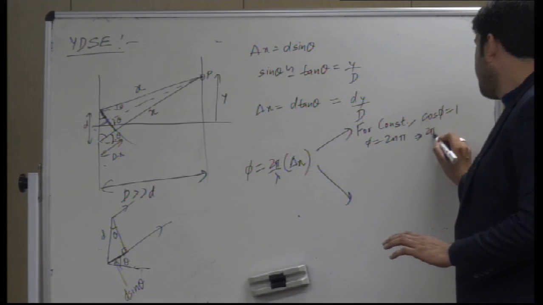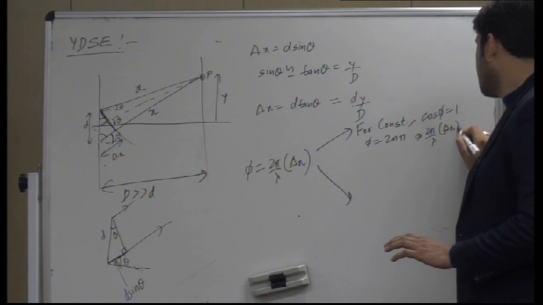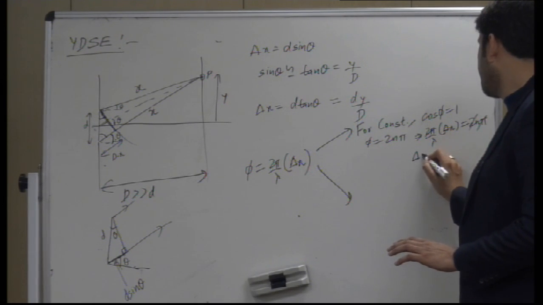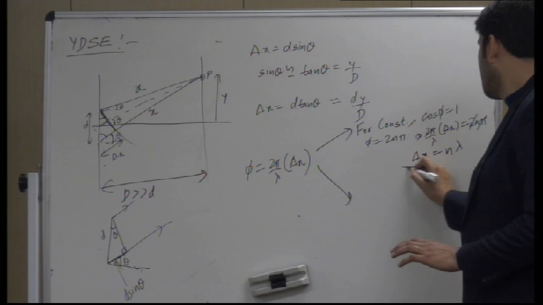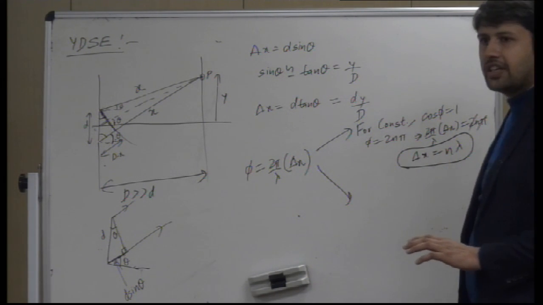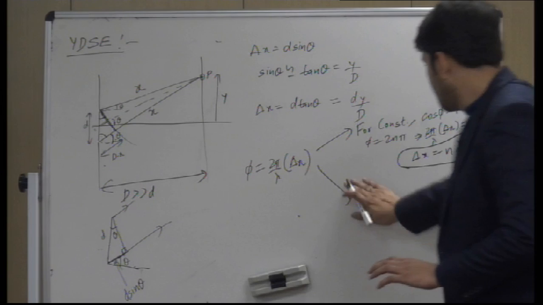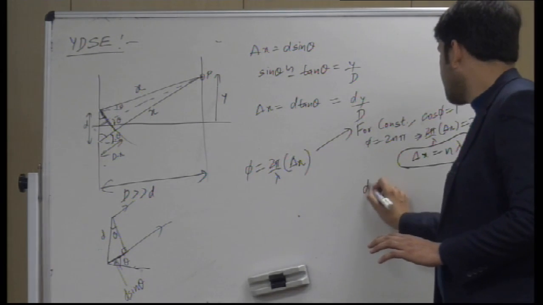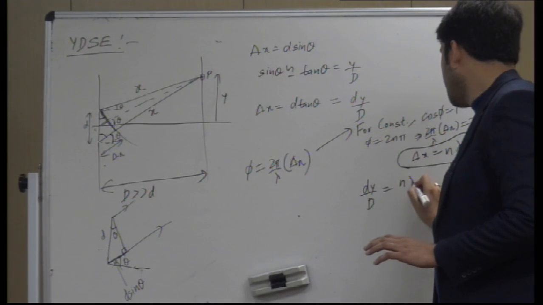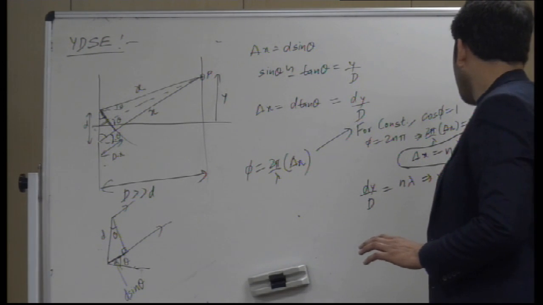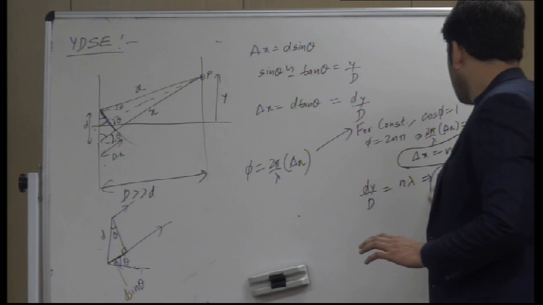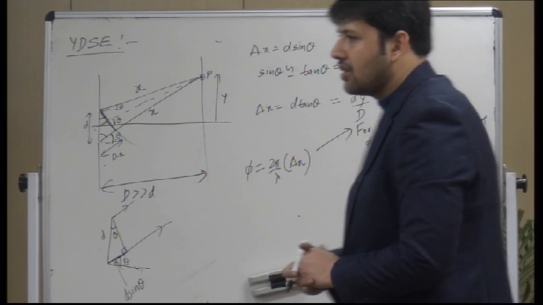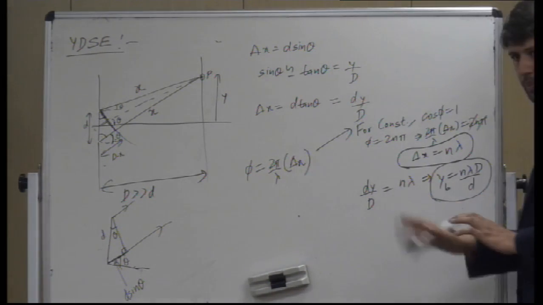So 2 pi by lambda into delta x is equal to 2n pi. Cancel this thing, delta x will be n lambda. So when path difference is n lambda, we get constructive. Now equating delta x from this equation, dy by capital D is n lambda, and you get y is equal to n lambda capital D by small d. This is the condition. This is the position of nth bright fringe. This is for bright fringe.